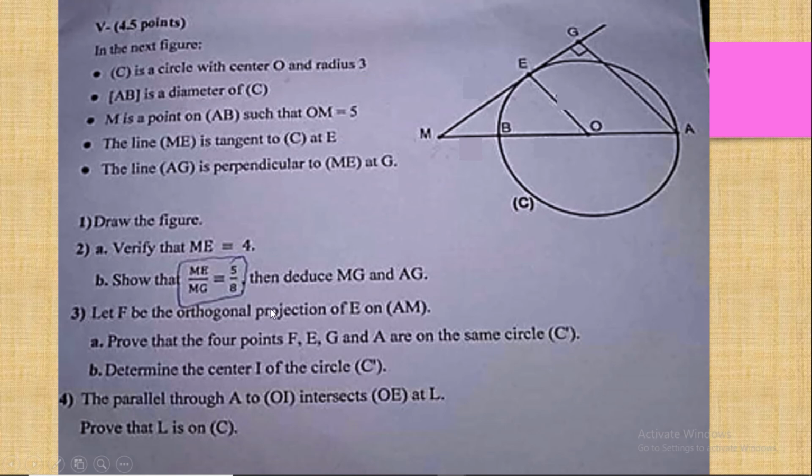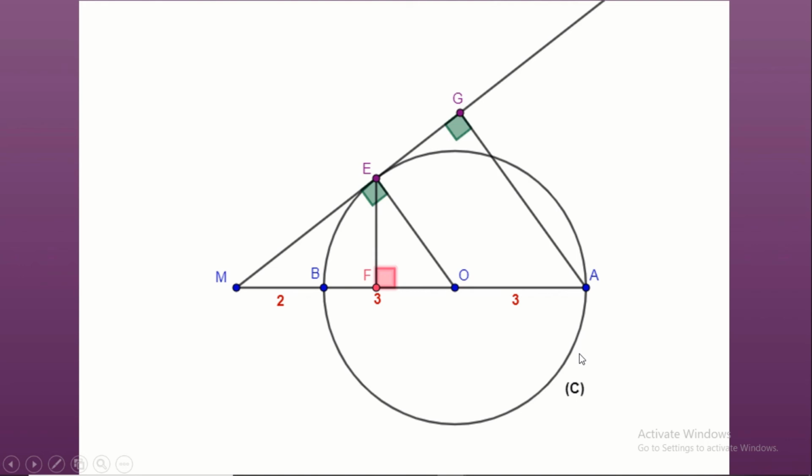Now let F be the orthogonal projection of E on AM. Orthogonal projection, so we have perpendicular. Prove that the 4 points F, E, G, and A are on the same circle. Well, as you see here, the orthogonal projection of E on MA is F. We need to prove that F, E, G, and A, the 4 points, are on the same circle.